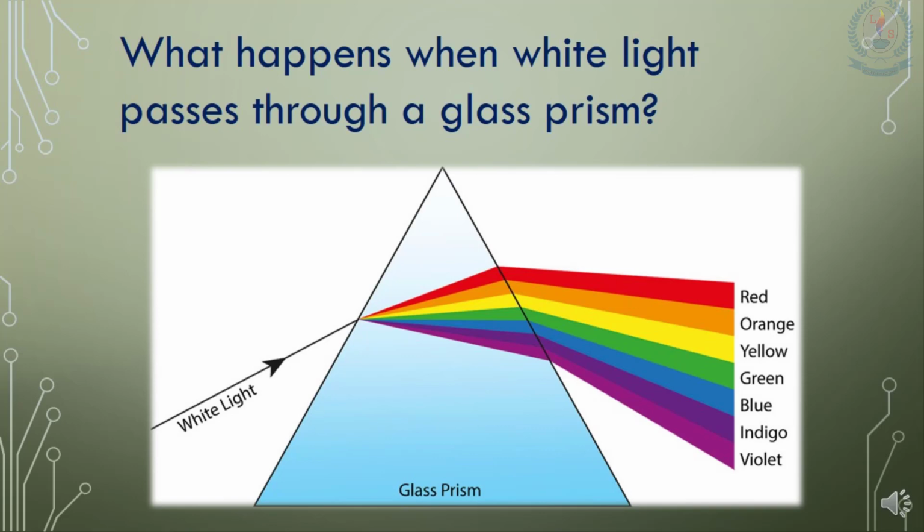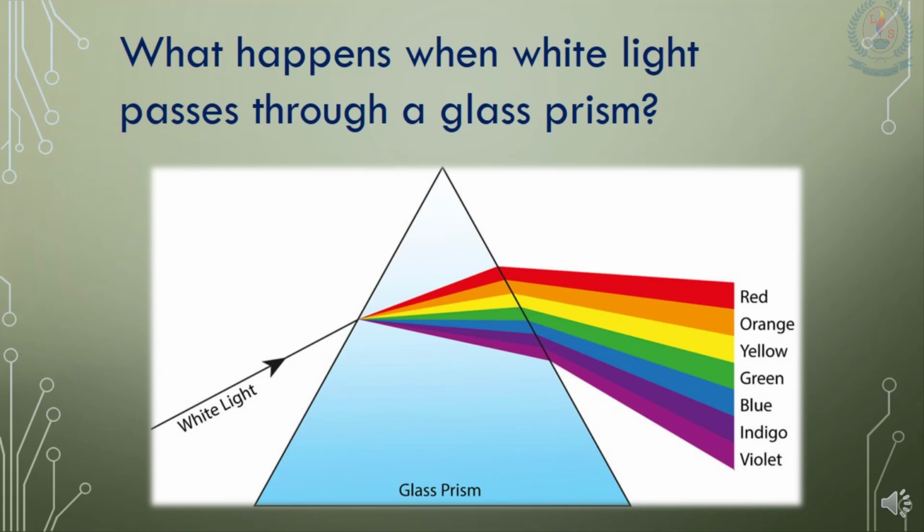So children, what do you think will happen to a white light beam if it passes through a glass prism? Okay, then let's see. When a beam of white light passes through a prism, the white light splits into 7 colors, namely red, orange, yellow, green, blue, indigo and violet. Isn't this order a bit familiar, children?